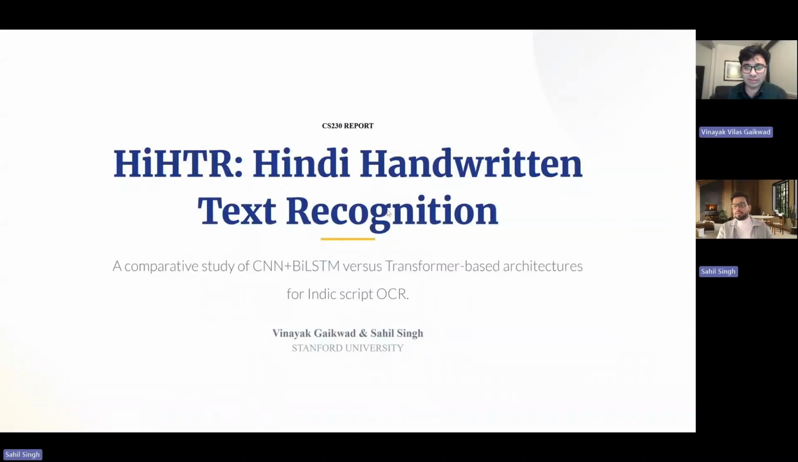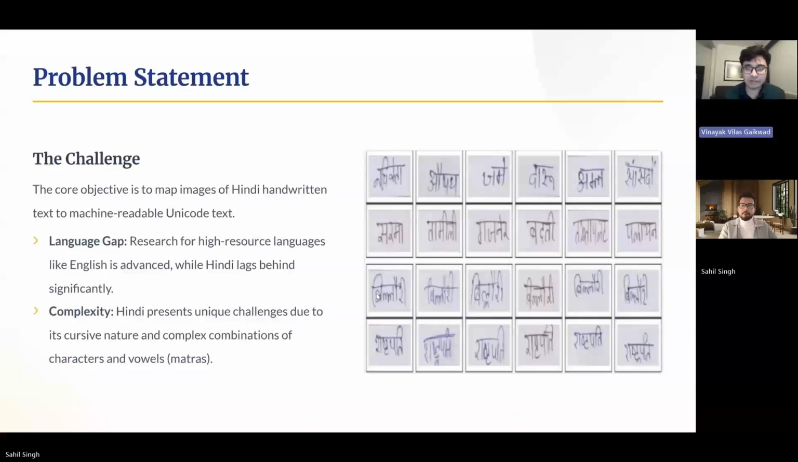Hi, myself Vinayak and my friend Sahil. We worked on OCR for Hindi language handwritten text. In the project, we implemented and trained a model inspired by state-of-the-art English OCR on a Hindi dataset and compared it against the present state-of-the-art model's performance for the same.